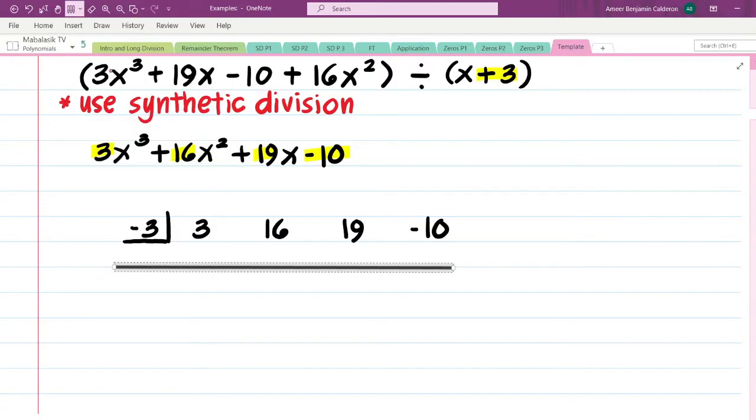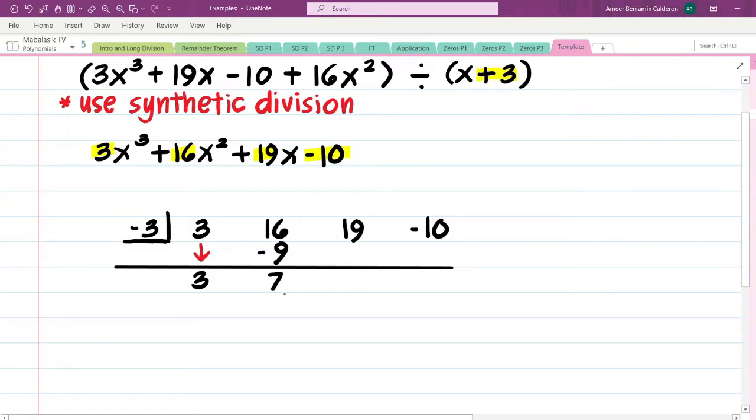So first thing that we have to do is to bring down the first term. So this is going to be 3. And then we multiply 3 times negative 3. That is negative 9. And then add. So we have 16 minus 9. That is 7. Continue the process. 7 times negative 3. So we have negative 21. And then add. That is negative 2.